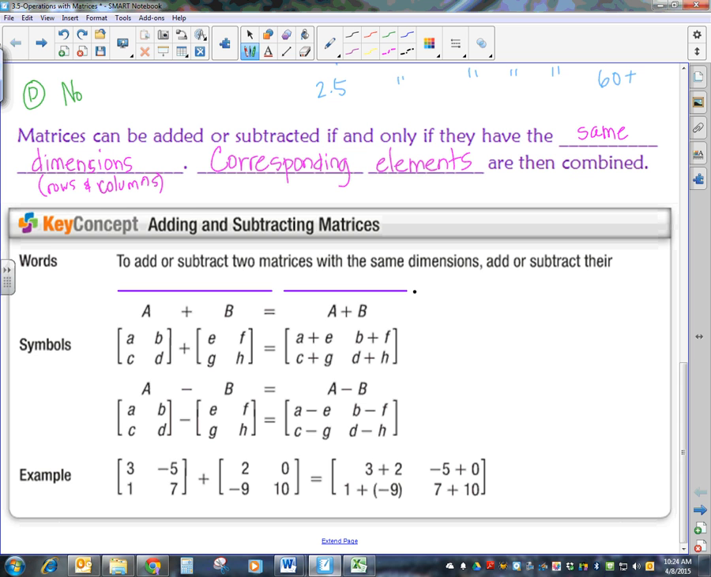Okay? So as it says, and to start off with, adding and subtracting. To add or subtract two matrices with the same dimensions, add or subtract, again, their corresponding elements.